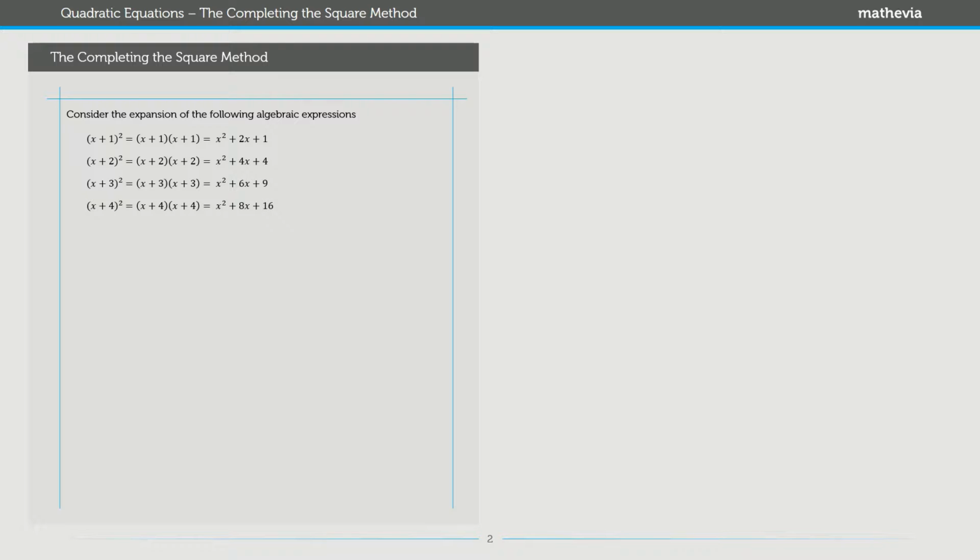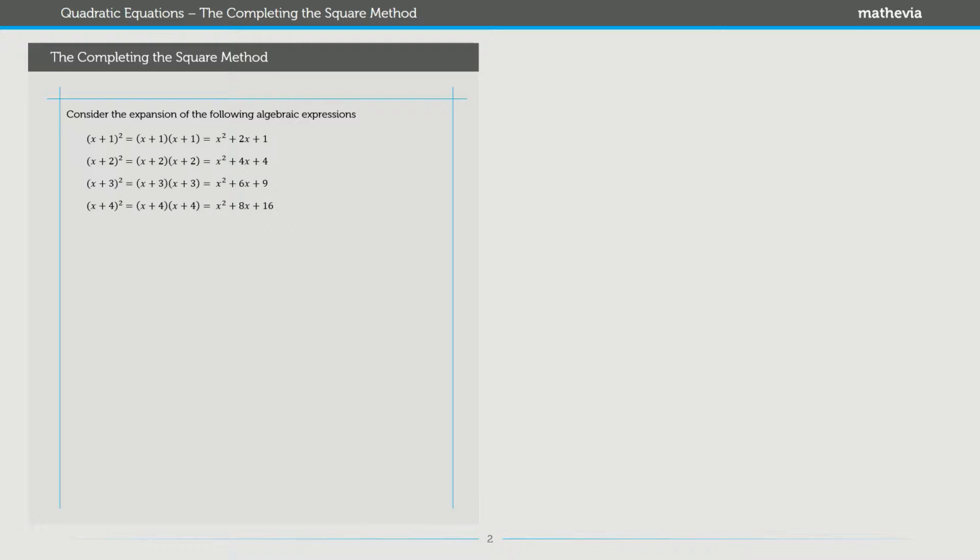What about the last term? The last term is 1 squared, it's 1. So x plus 1 gives you an expression where the middle term is 1 times 2 and the last term is 1 squared. Let's look at the next one.